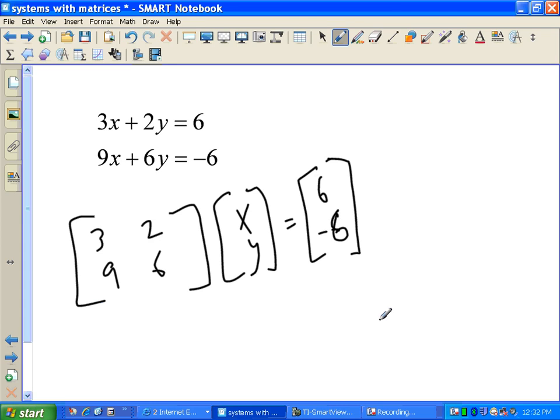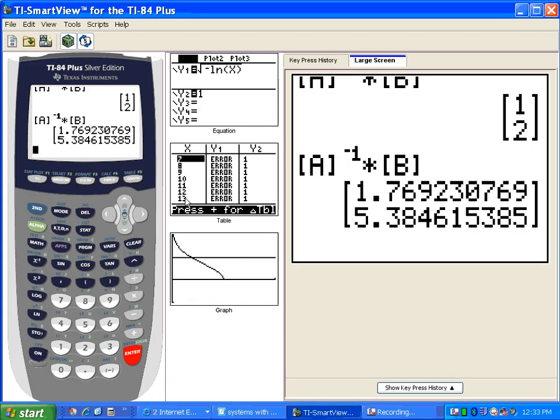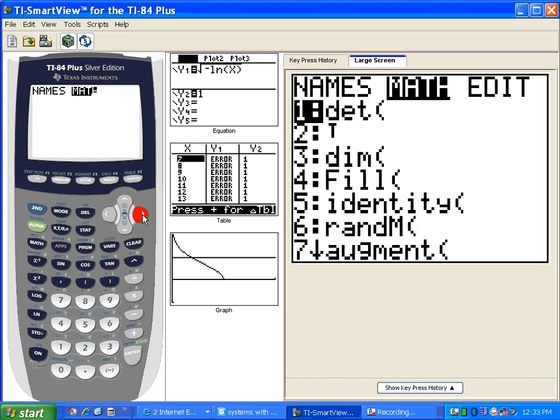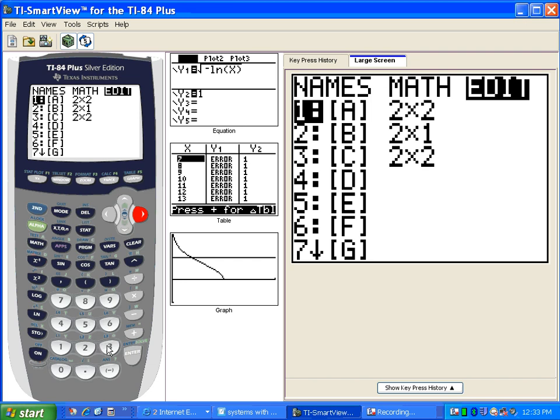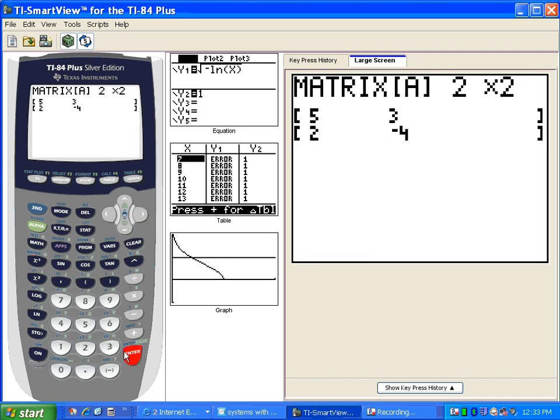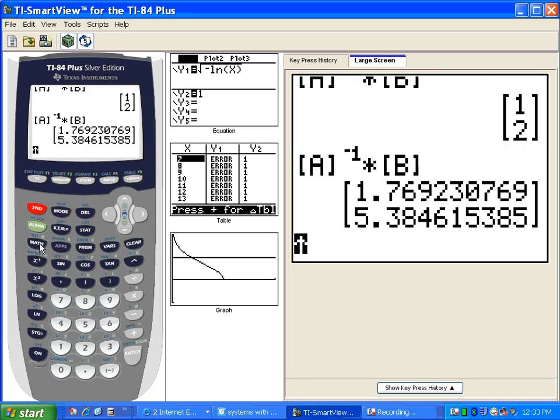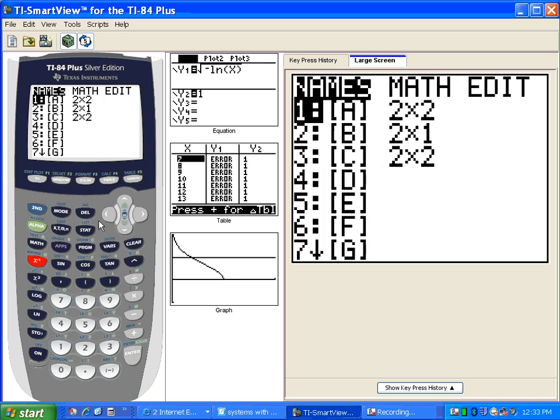We just put those in, 3, 2, 9, 6. Let's go there. We go back to matrix again. Make sure that we go over to edit. Okay, and we're editing matrix 1. It's still a 2 by 2 matrix. 3, 2, 9, 6. Enter. Got those. Second quit. Second matrix. Over to edit.